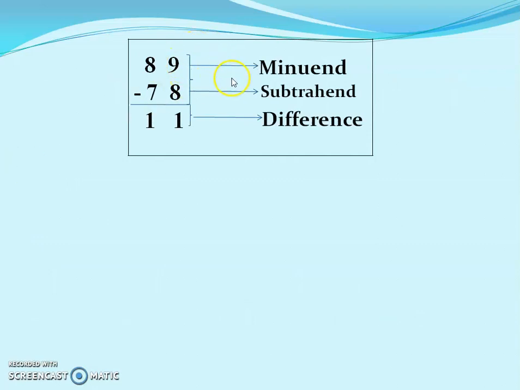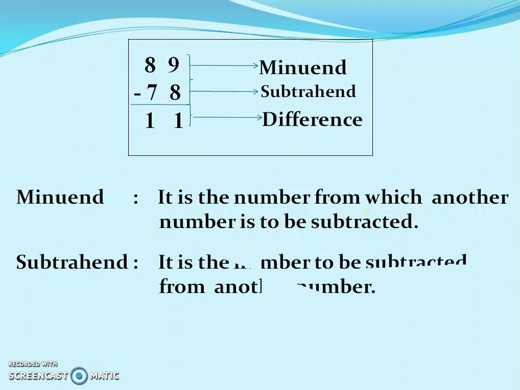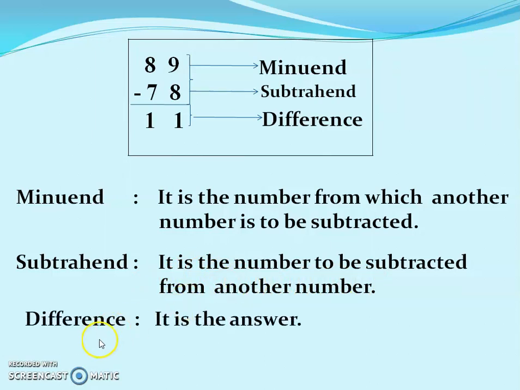Here 89 is minuend, 78 is subtrahend, and 11 is difference. Students, minuend means it is the number from which another number is to be subtracted, whereas subtrahend means it is the number to be subtracted from another number, and the difference is the answer.